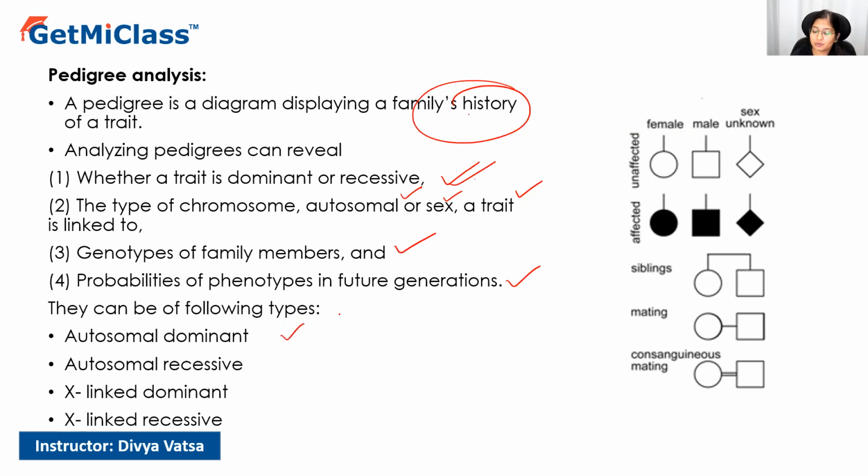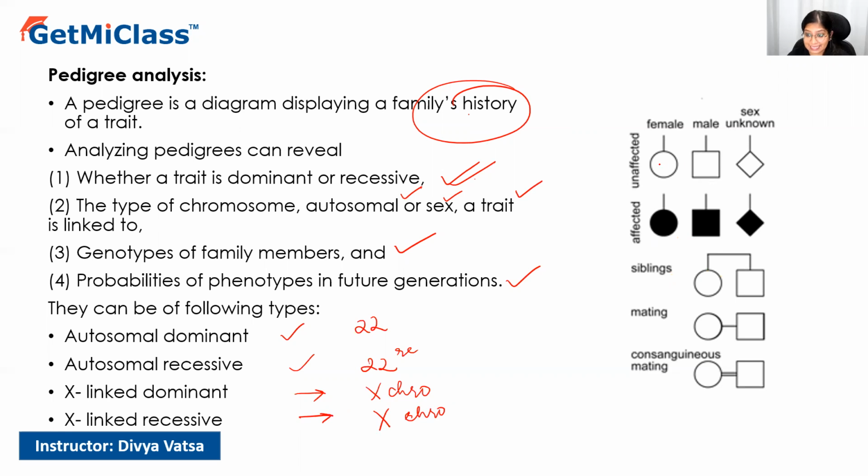It could be autosomal dominant. Autosomal means it is present on the 22 pairs of autosomes, not on the sex chromosomes. It could be present on an autosome and be dominant, or it could be present on an autosome and be recessive. It could be X-linked, that is present on the X chromosome, and this also could be dominant, or it could be present on the X chromosome and be recessive. Yes, so this is how pedigree analysis tells us.